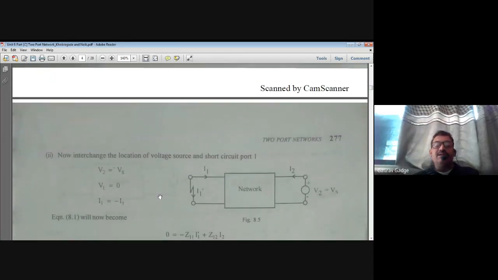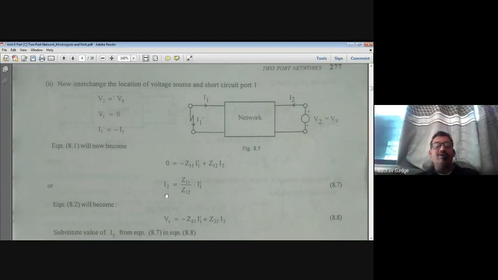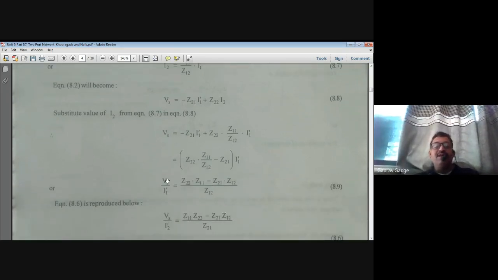In a similar way, in the second step, now short circuit the input port and give source voltage input energy on the second port. What do you get? V2 is equal to Vs, V1 equal to 0, and I1 equal to minus I1 dash. It is similar to the first case. Again, by putting these three conditions in the previous equations, what you get is this, and therefore you are forming the equation for I2, that is 8.7. Put it in the second equation, what you get is 8.8. Now put 8.7 in 8.8, you get the value Vs upon I1 dash. Vs is input voltage, and I1 dash is again the short circuited output current.